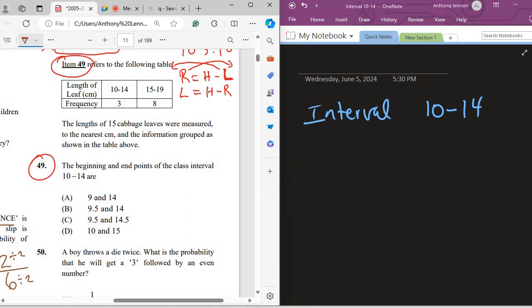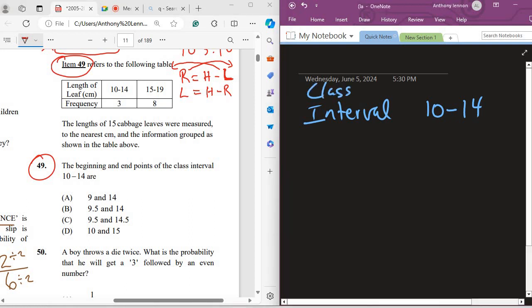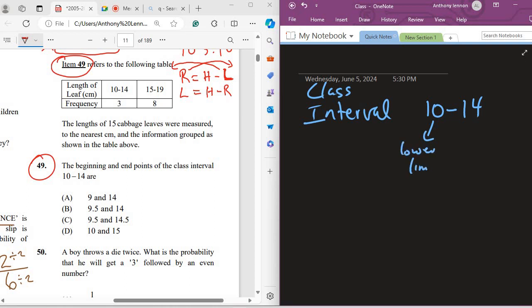All right. So we call this the class interval, right? The class interval. And this is called the lower limit. And this one is called the what? Anybody knows? Anybody? One, two, three. Okay. The upper limit. So the lower limit and the upper limit, right?